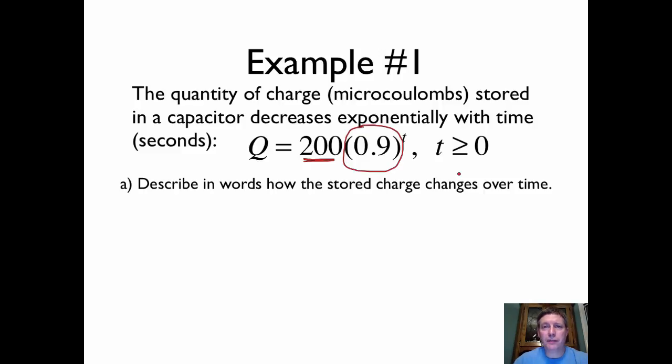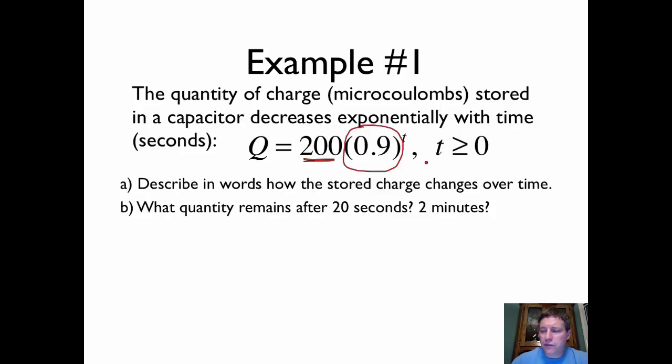Well, I think I just did. But maybe another way to describe it that's maybe a bit more common is, instead of saying there's 90% remaining every second, to say that it's decreasing by 10% every second. So that's the way I would probably describe it. I would say that the stored charge is decreasing by 10% per second. That's probably the most common way to say it.